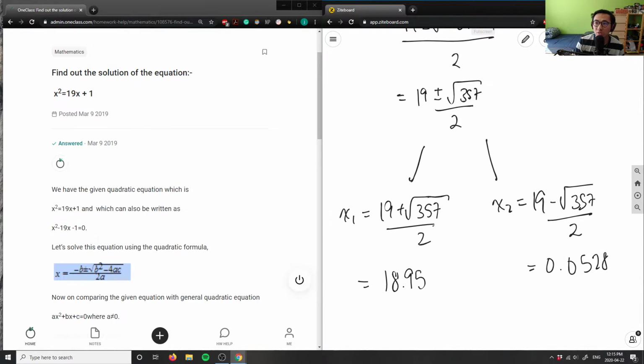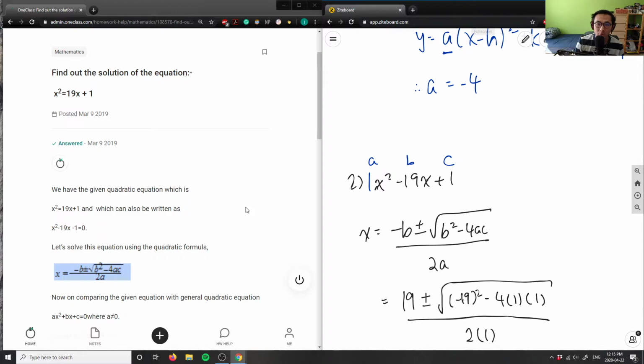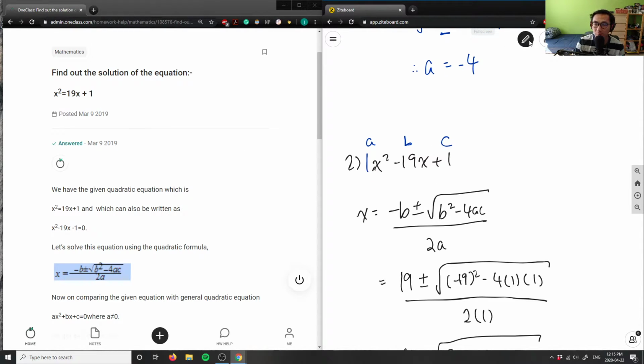Oh, I wrote the question wrong. I'm so sorry. I thought it was x squared equals 19x, but it's x squared equals 19x plus 1. So sorry about that. Give me a second. I'll have to rearrange this formula because I thought that was a positive sign, so that's my fault.